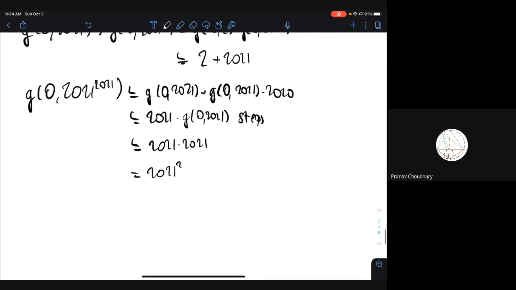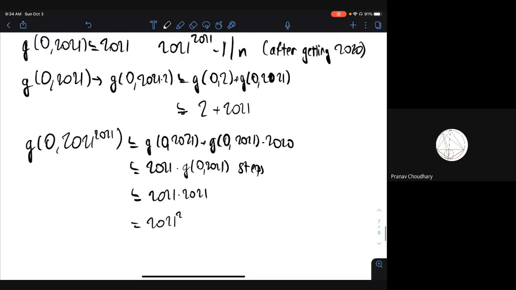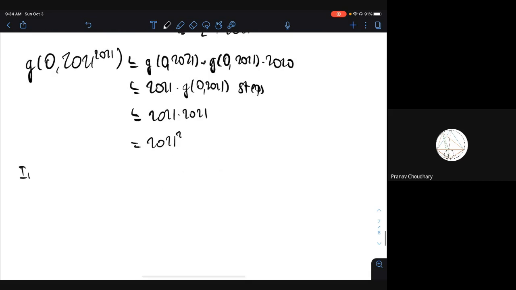So it takes 2021 squared steps. And now all that's remaining is to get to the initial state. So the initial state is to get to 2020. And okay, you can just find a way to do this fast.